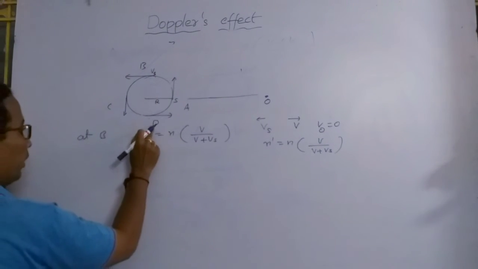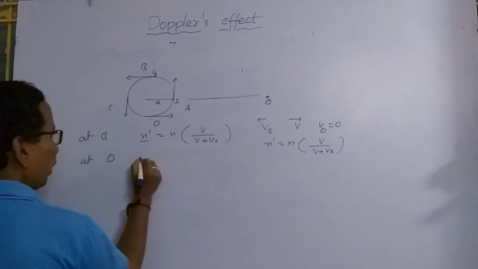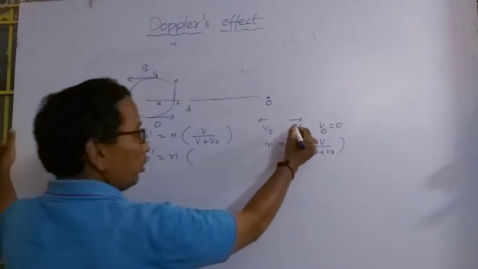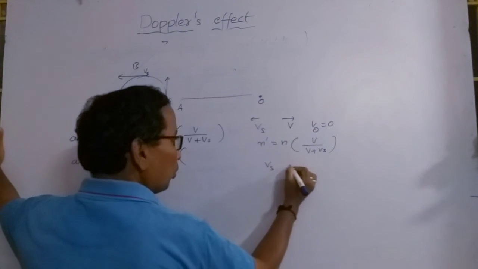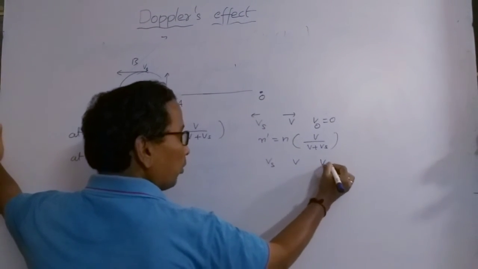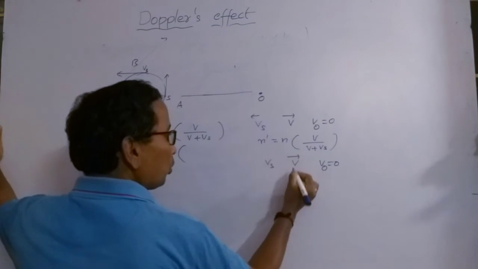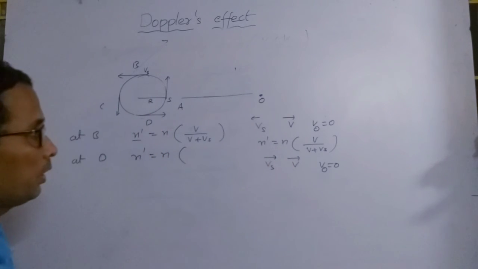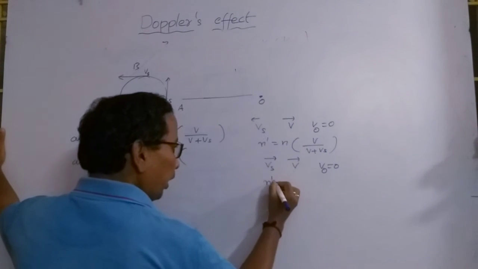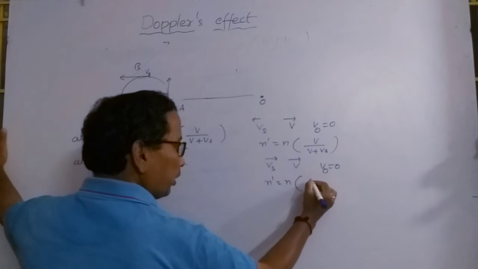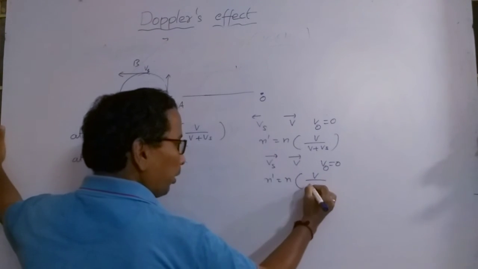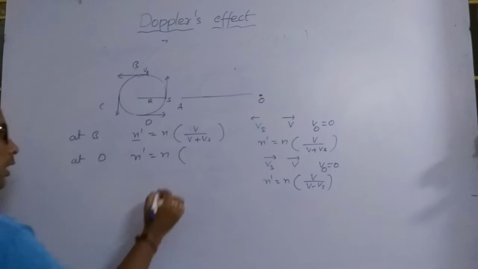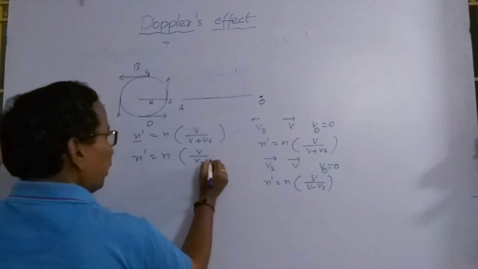If the source is at D, you can write n dash is equal to n into... again you can do the same thing. The velocity of the source, sound as well as the observer at rest. This is directed from source to the observer. The source is approaching towards the observer, the arrow will be like this. Then what will be the formula? N dash is equal to n into V by V minus Vs, since both are in the same direction, negative. Then n dash is equal to n into V by V minus Vs.